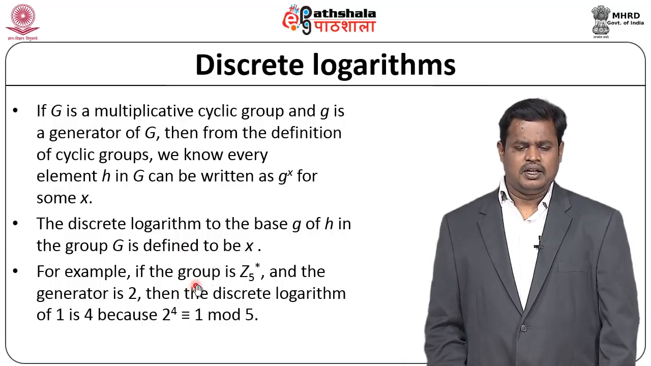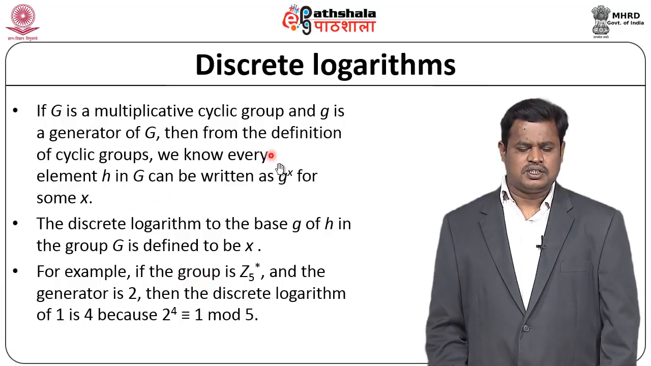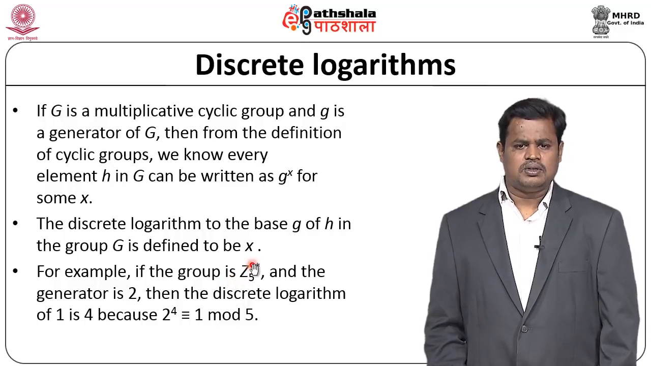Suppose I am taking, for example, if you want to understand this definition, we can take a multiplicative cyclic group, let us assume a group Z phi with a multiplicative operation, that star is a multiplicative operation, and there is a generator 2. Then the discrete logarithm of 1 is 4, because 2 power 4 is congruent to 1 mod phi.